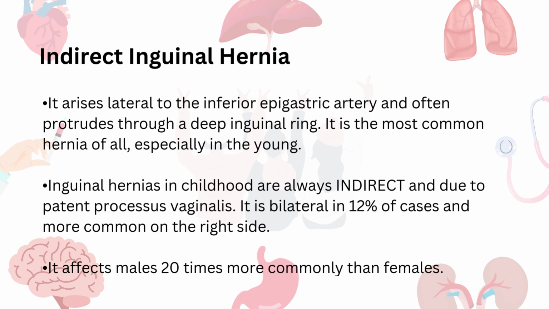Then inguinal hernias in childhood are always indirect. It means they would emerge from the deep inguinal ring due to a patent processus vaginalis. It is bilateral in 12% of the cases, and it is more common on the right side. Right side is where the liver is located. Then it affects males 20 times more as compared to females.